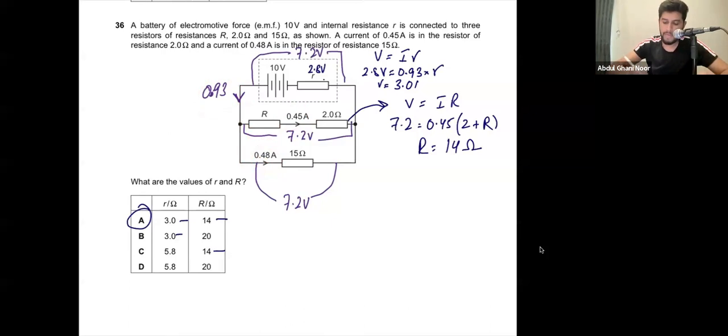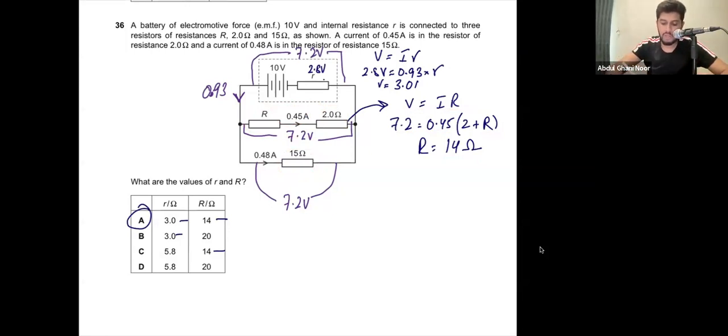सही. फिर मैंने कहा कि इसका वोल्टेज निकाल लेते हैं. द वोल्टेज ऑफ दिस वन इज 7.2 volts. Because this resistor is connected in parallel with these two, इनका भी 7.2 volts होता है. Parallel में voltage stays the same. So I use V is equals to IR. The voltage is 7.2. The current is 0.45. The total resistance is 2 plus R. And that gives you the external resistance as 14 ohms. Clear up till this point?